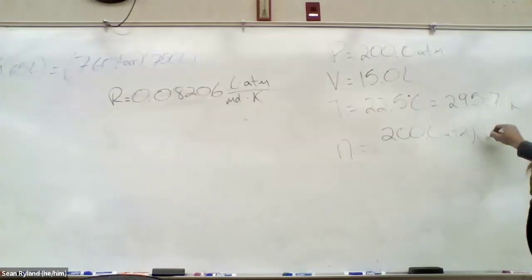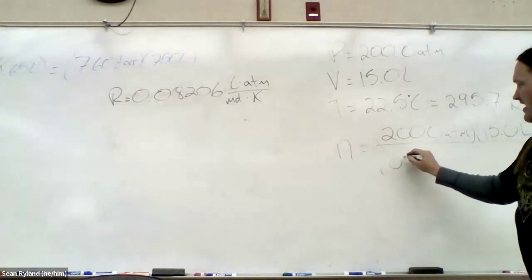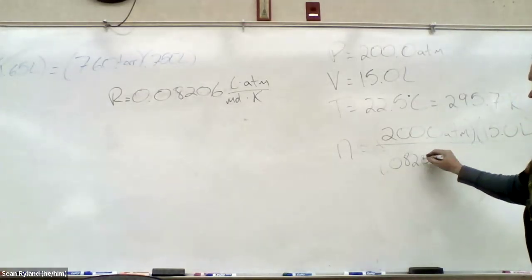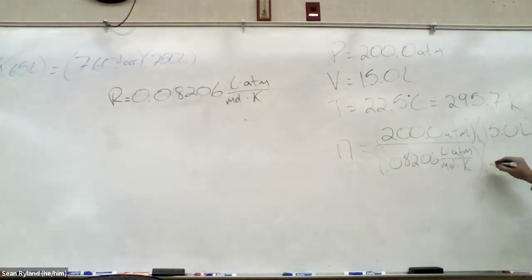200 atmospheres times 15.0 liters over 0.08206 liters atmospheres over moles Kelvin times 295.7 Kelvin. Plug and chug. As long as you can do your arithmetic on your calculator, then you should be good to go.